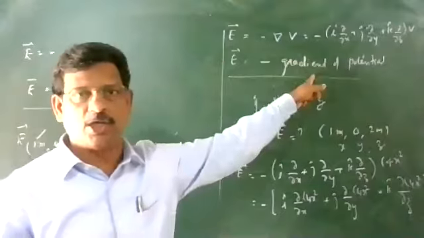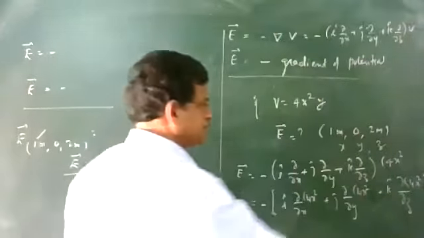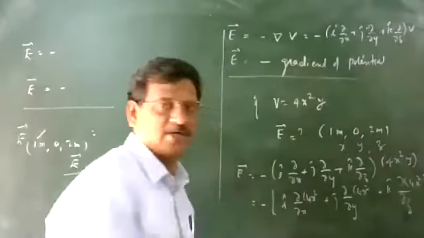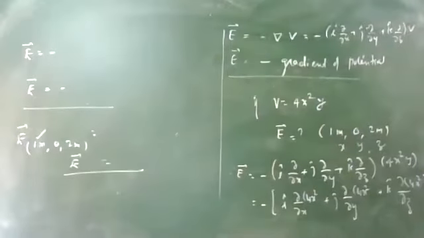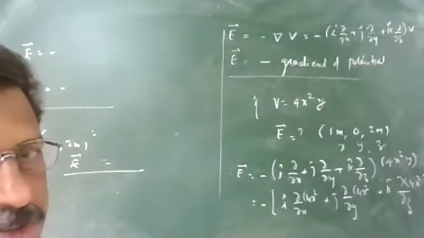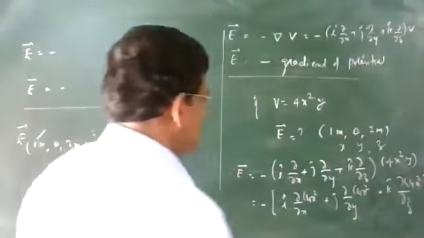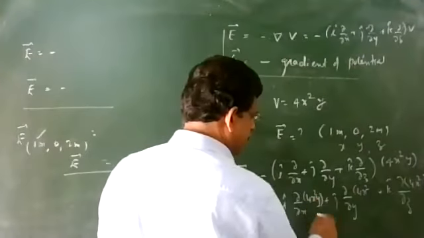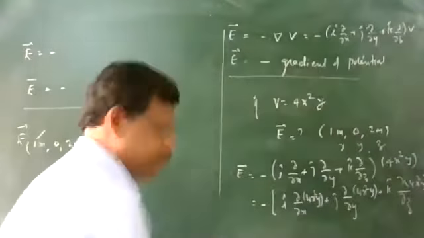E equal to minus gradient of potential, equal to minus, then we write the equation of V, this value 4x square y. Then open the brackets. Then you give the partial differentiation. Open the brackets. So here it will be 4x square y, here also it will be 4x square y, here also 4x square y. You now have to calculate the values.